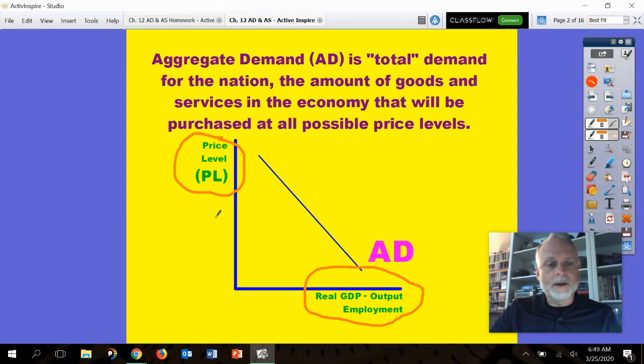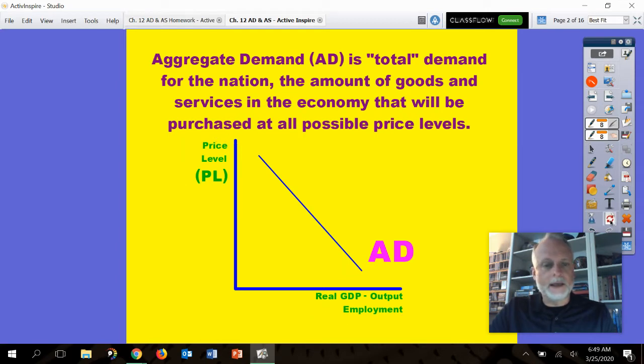What we're talking about here, guys, is a measure of inflation with PL. So I want you to see we're taking every price in the economy. We're adding them all up. We're creating an index, which doesn't have a dollar sign in front of it. And what you're getting is a measure of the price level.